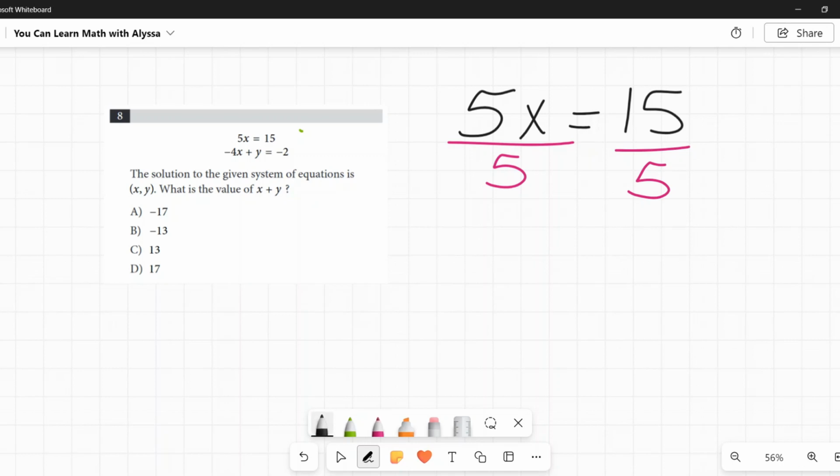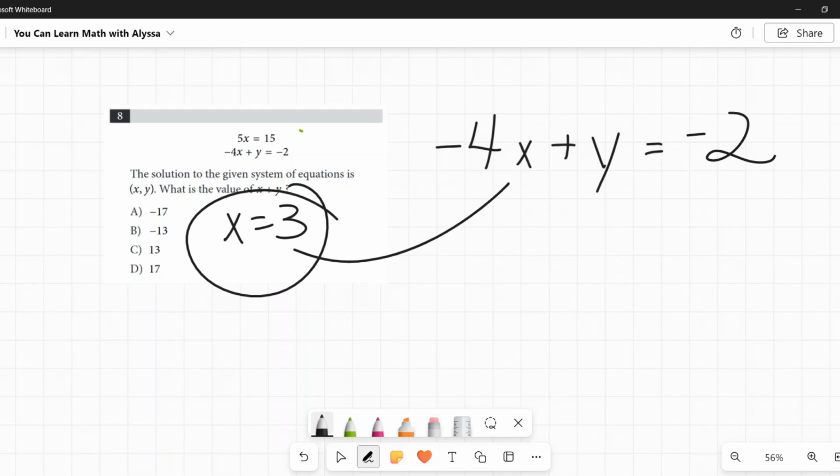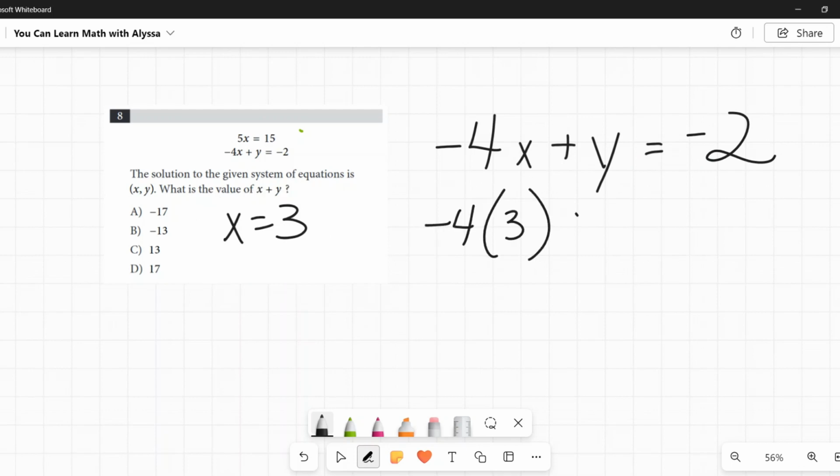5 times x divided by 5 cancels out, just left with x. And 15 divided by 5 is 3. So I know x equals 3. I'm going to write that over here. Erase this. Okay, so now my second equation that I'm given is negative 4x plus y equals negative 2. Now I know x is 3, so I'm going to plug it in there. Negative 4 times 3 plus y equals negative 2. Negative 4 times 3 is negative 12.